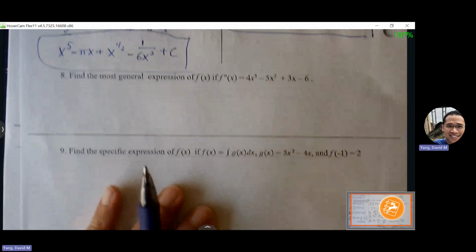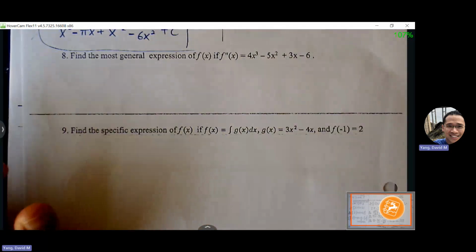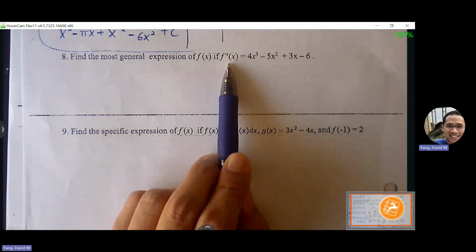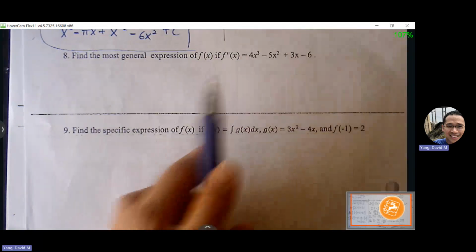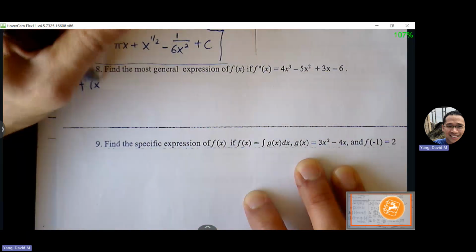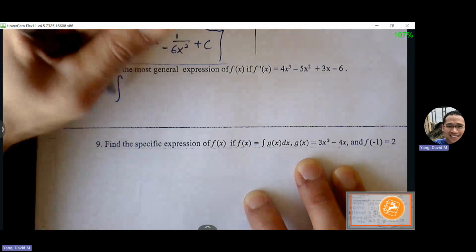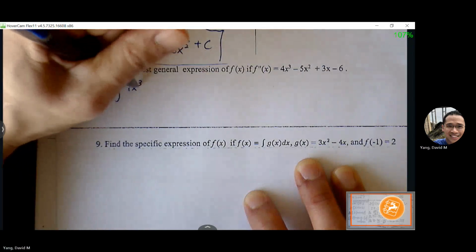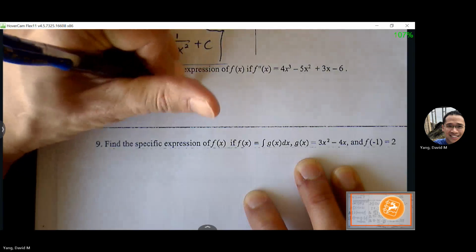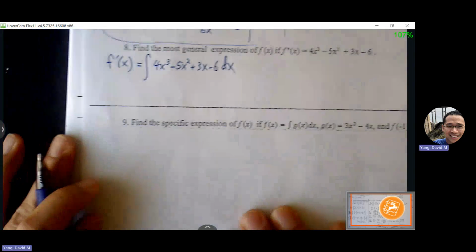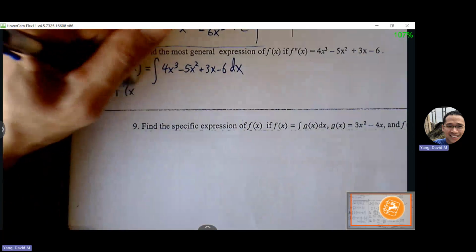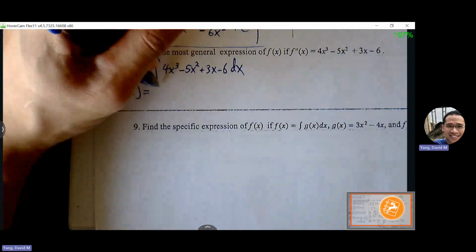Okay, number 8, find the most general expression. So we're going to take the antiderivative twice because we have to make our way from second derivative up to f of x. So I'm going to show the integral notation first. I'm going to find f prime. F prime is the antiderivative. So the integral notation to show what action I'm about to take, and then I'll take that action now with power rule.